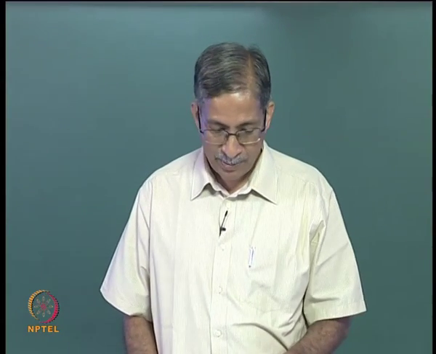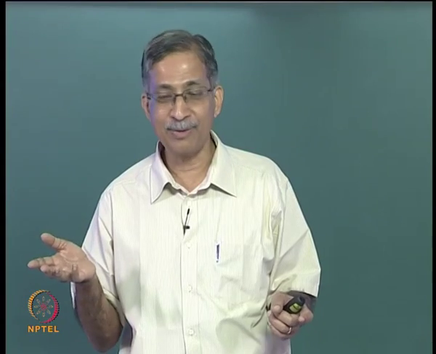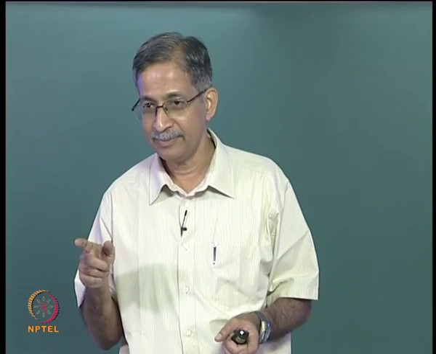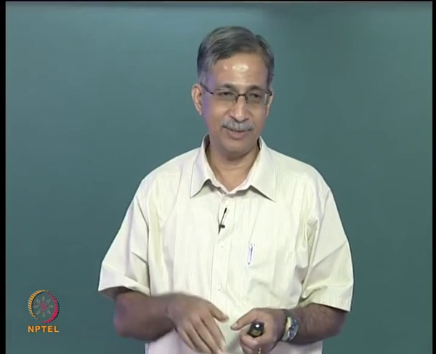Here the compatibility equations depended on the choice of the redundant. And your flexibility matrix was a little complicated, right? But the actual structure did not have a redundant. The redundant was something you chose for your convenience. So what about the actual flexibility matrix of the structure? What will be the size of that? It will be 5 by 5. Can you find out what that matrix is from these values?